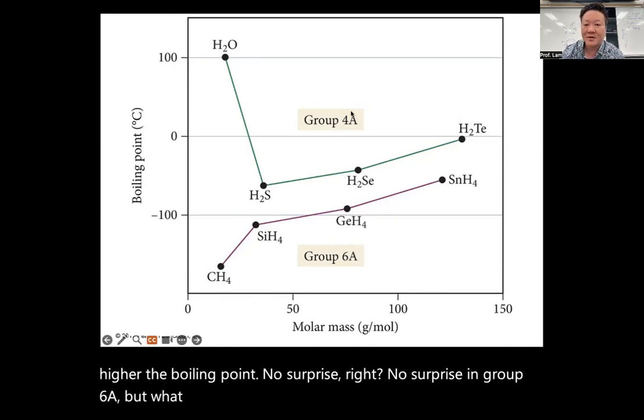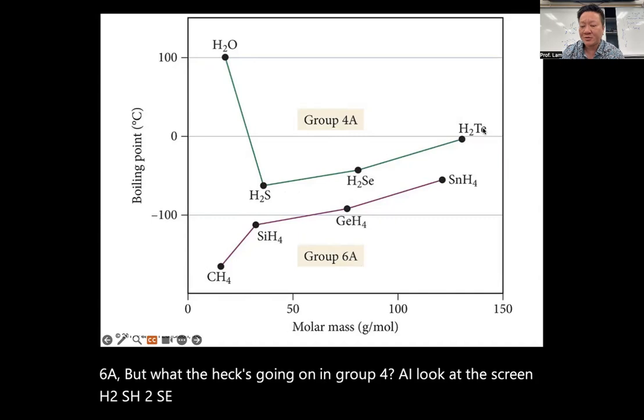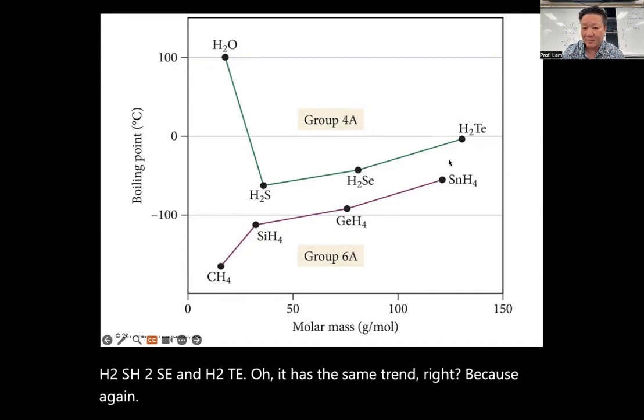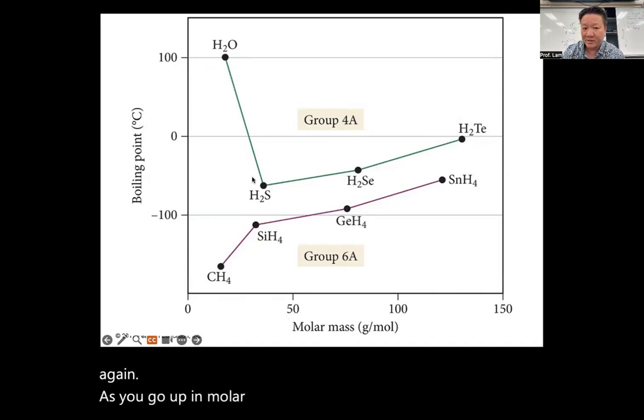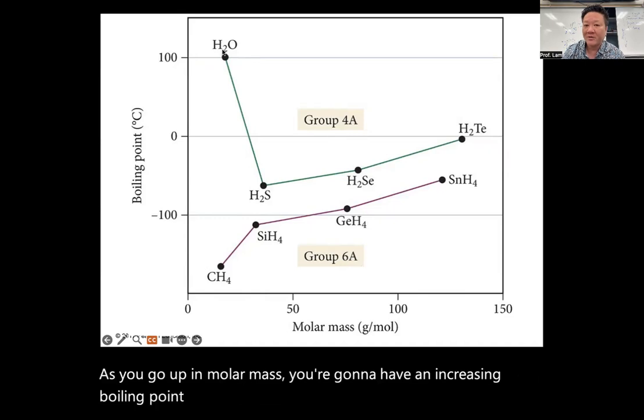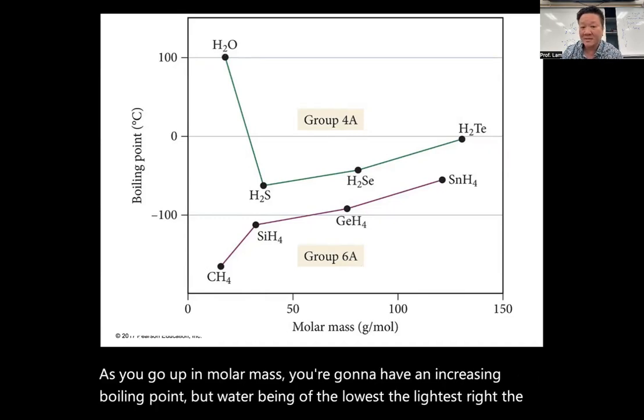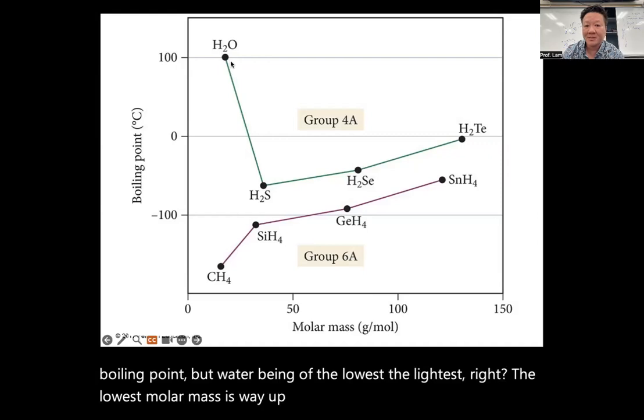But what the heck's going on in group 4A? I look at the screen: H2S, H2Se, and H2Te. Oh, it has the same trend, right? Because again, as you go up in molar mass, you're going to have an increasing boiling point. But water, being the lightest, the lowest molar mass, is way up here. It bucks the trend, vastly, right? Vastly bucks the trend.